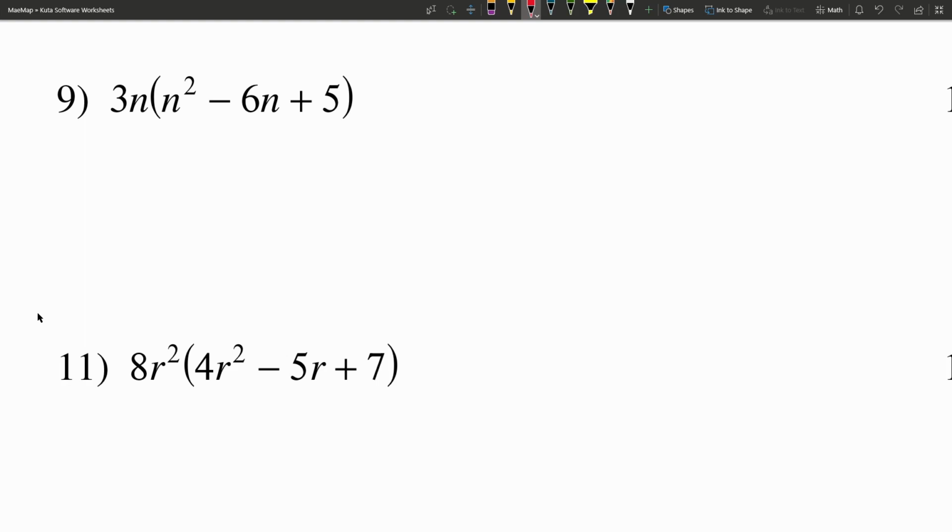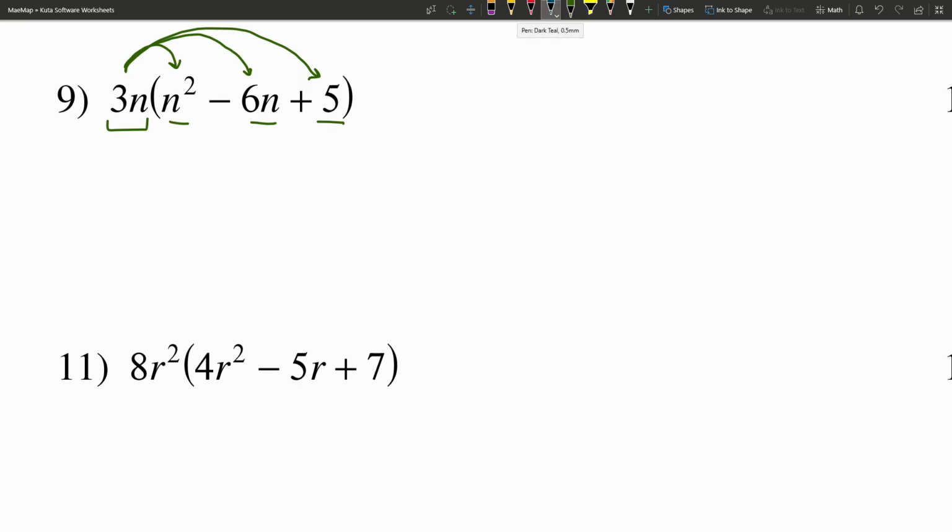In number 9, we're going to have 3n times the polynomial n squared minus 6n plus 5. How this problem is different from the other ones is here is our monomial still out in front, but look, we have 1, 2, 3 terms inside our polynomial as opposed to all the previous problems, there were only 2 terms. But that's okay. We still distribute the monomial through to every single term. So we're going to take 3n and multiply it by n squared. Then we're going to take 3n and multiply it by 6n. And we're going to take 3n and multiply it by 5.